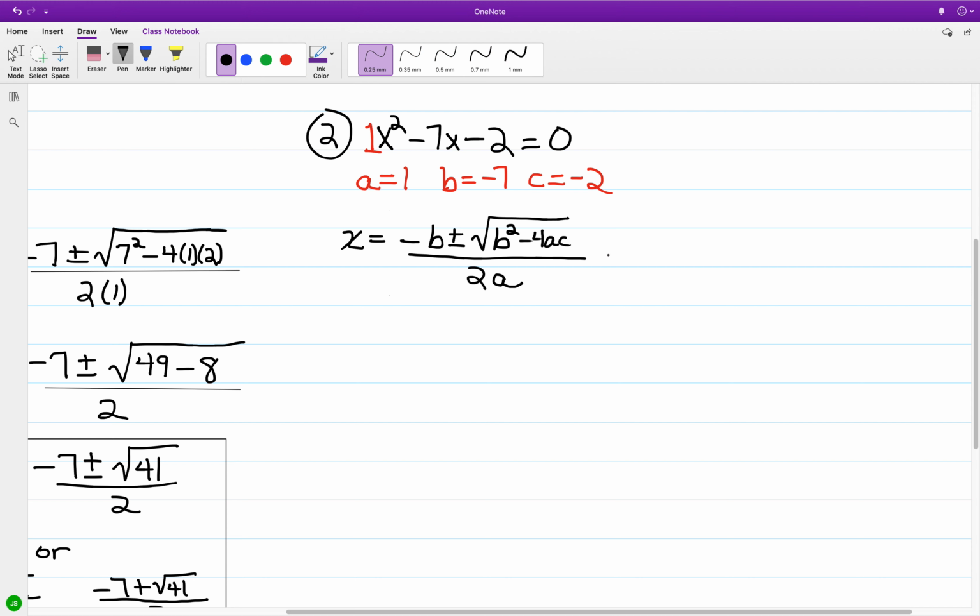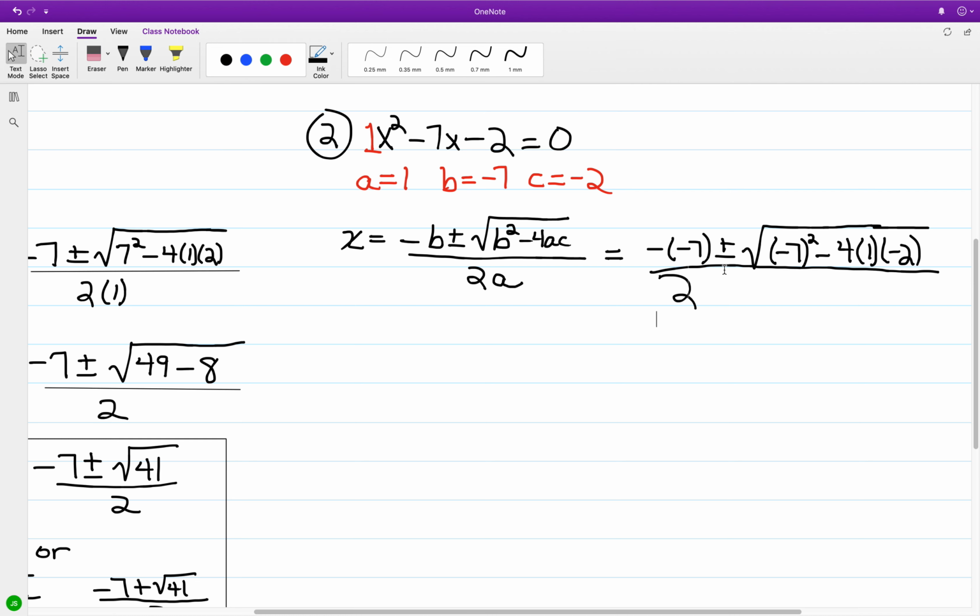And if I put it into the quadratic formula, once again substituting, with negative b we have the negative of negative 7, and we have plus or minus the square root. With b squared, we have the square of negative 7, and minus 4ac, so minus 4 times 1 times negative 2, and again all over 2a, so all over 2 times 1.